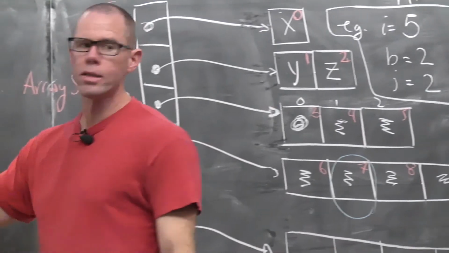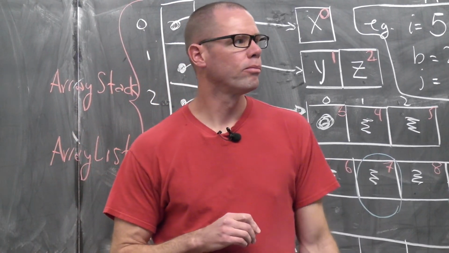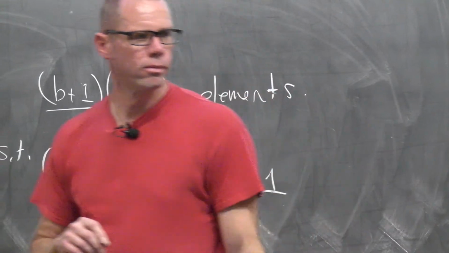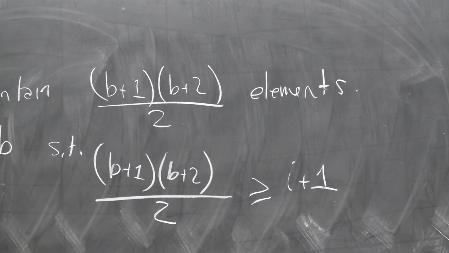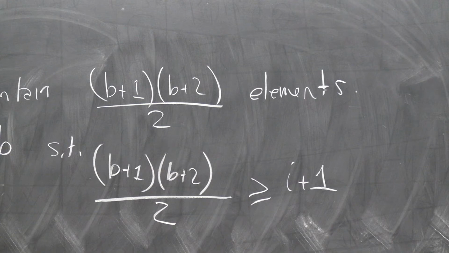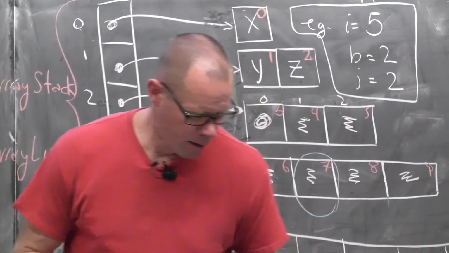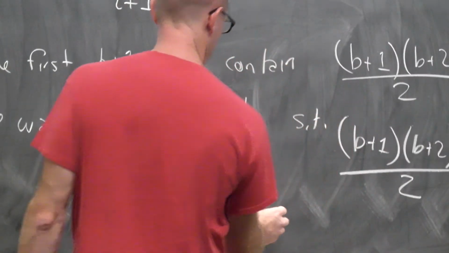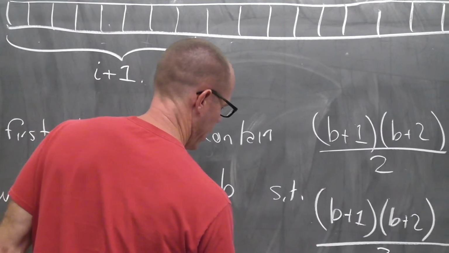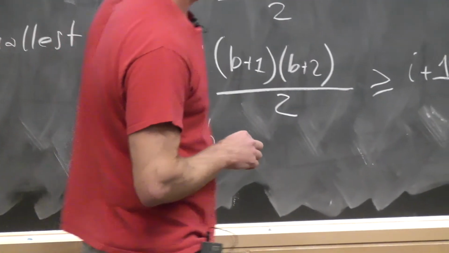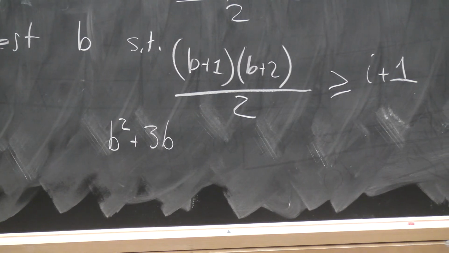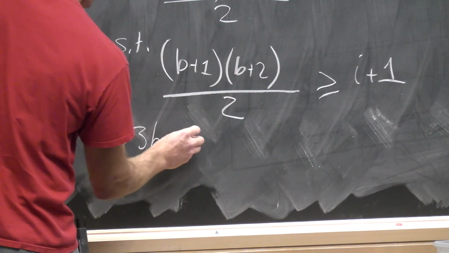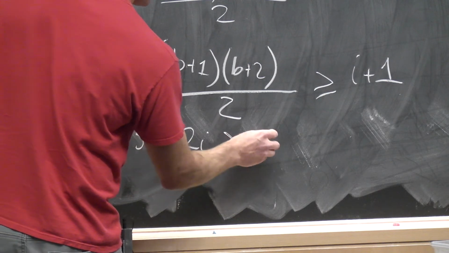So what kind of equation is this? Yep, it's a quadratic equation in the variable b, right? So this is something like, well, we can rewrite this as b squared plus 3b minus 2i is bigger than or equal to 0.